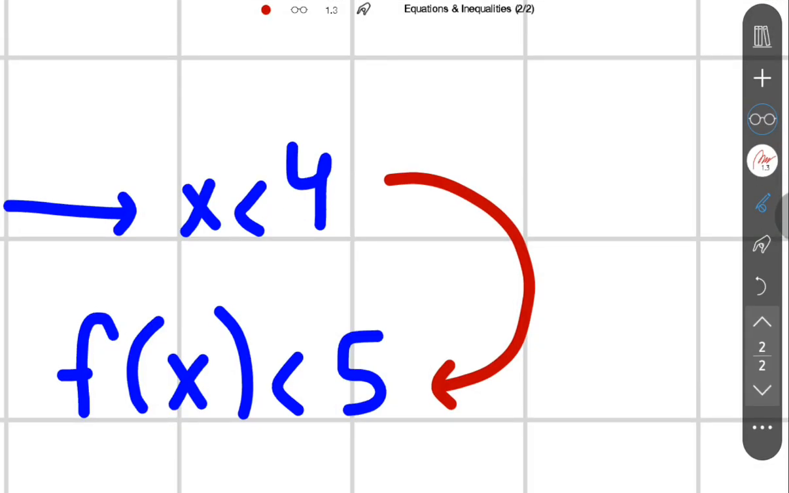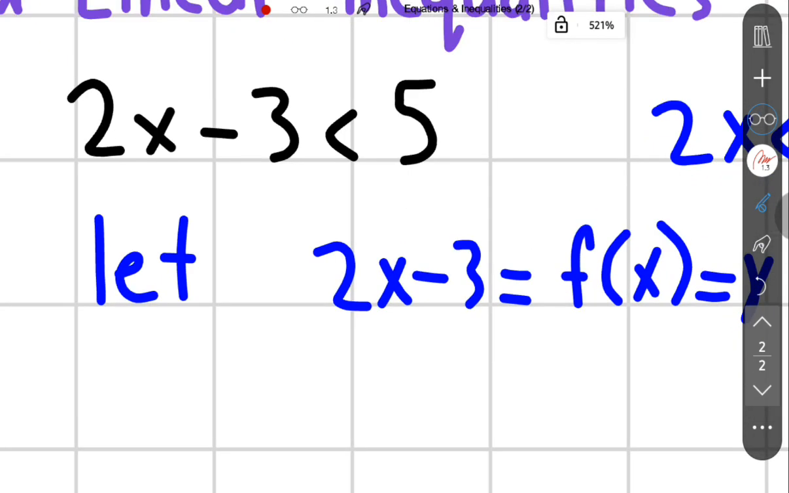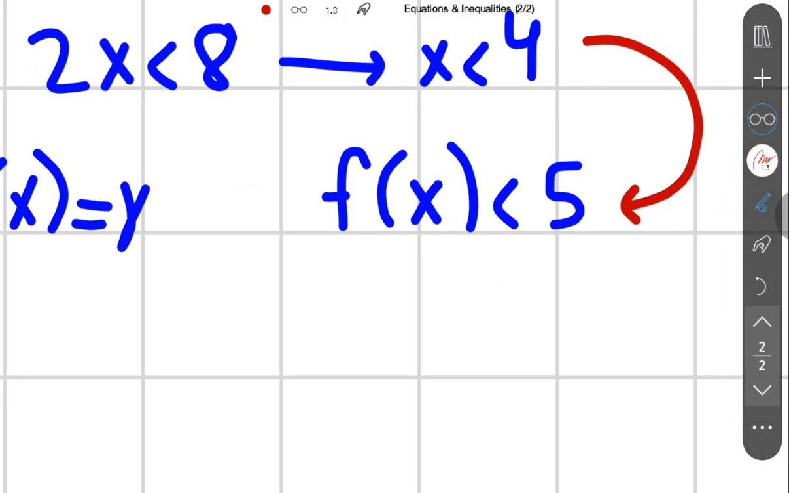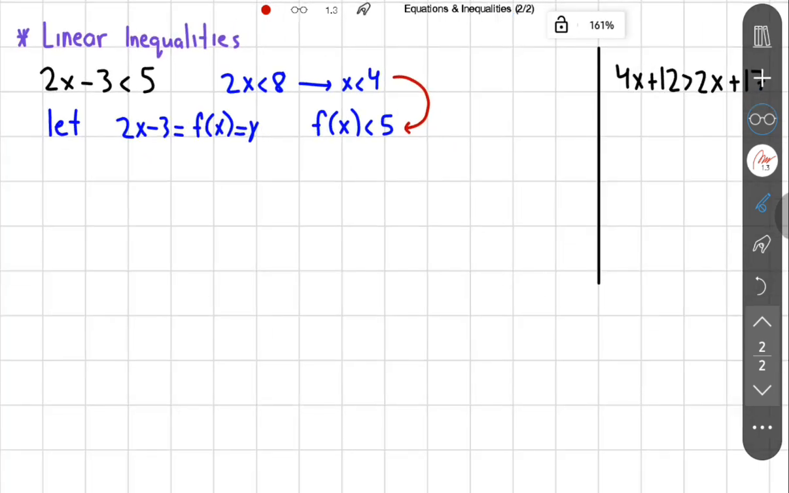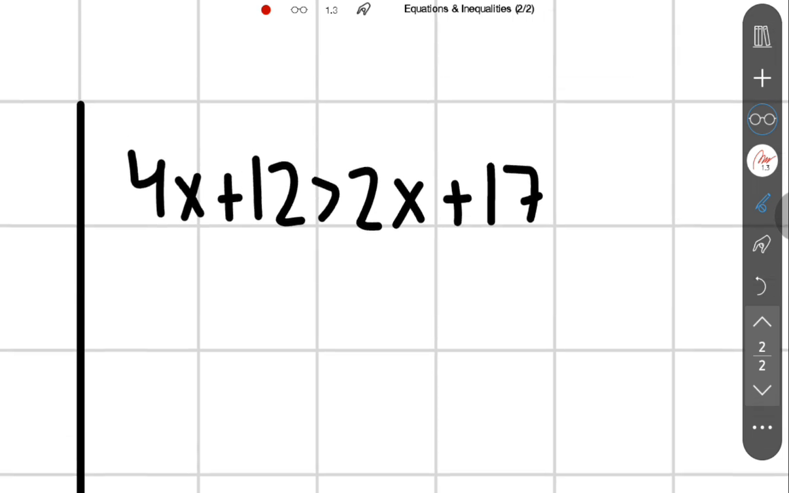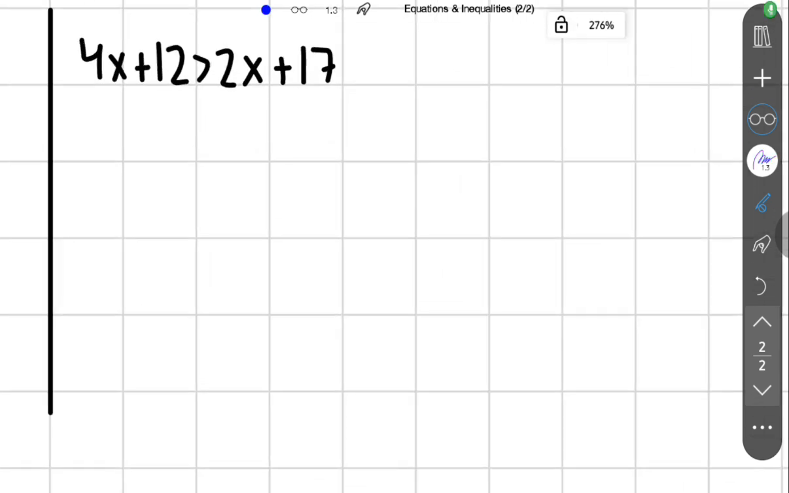So this was just my point. I made an assumption that I could let this whole expression of 2x minus 3 equal a function of x. So what I did is that I now have to find the x values that will correspond to a y value less than 5. So let's solve another one, but in this case we basically have two functions. We have 4x plus 12 is greater than 2x plus 17. Let's solve this inequality and also represent what it looks like graphically.